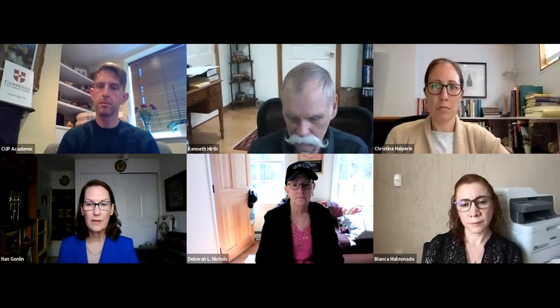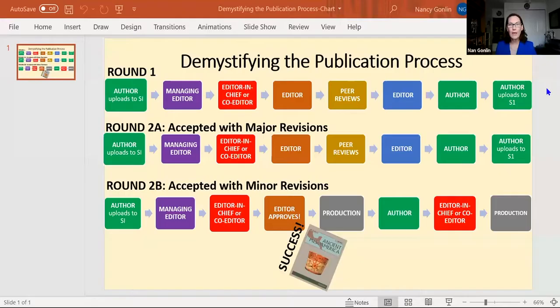And in terms of the process, I have a slide here that will speak to that. So if you look at this slide with lots of things on it, demystifying the publication process, in round one, you, the author, will upload your manuscript to ScholarOne. S1 is ScholarOne. It goes to the managing editor, who is excellent. Mr. Bruce Brushy is always on top of things, replies to emails immediately in terms of helping you if you have any issues at all, but most people don't. Then the managing editor ensures that all of the different parts are there, that the manuscript is anonymized, and then it goes to the editor-in-chief or the co-editor.